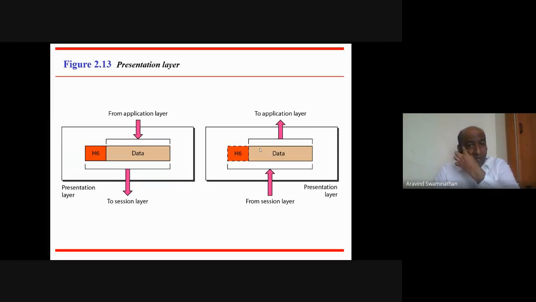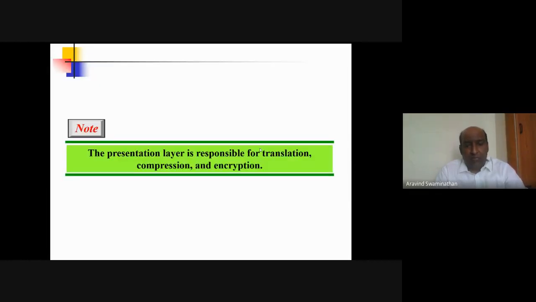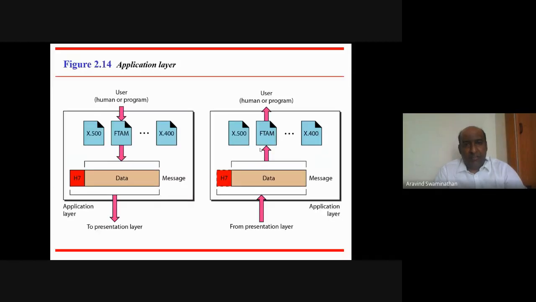And we have the application layer. It is the topmost layer. Below the application layer, we have the presentation layer. The presentation layer is responsible for encryption, compression, and also translation. All the translation, compression, and encryption takes place in the presentation layer.